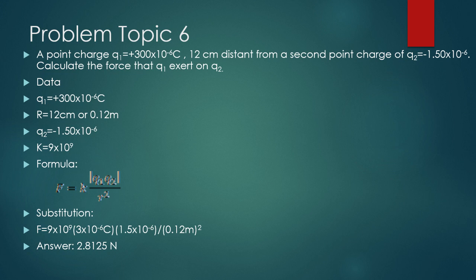Problem topic 6. A point charge Q1 equals 3 times 10 to the minus 6, 12 centimeters distant from a second point charge Q2 equals 1.5 times 10 to the minus 6. Calculate the force that Q1 exerts on Q2. Well, there you have the formula and the results.